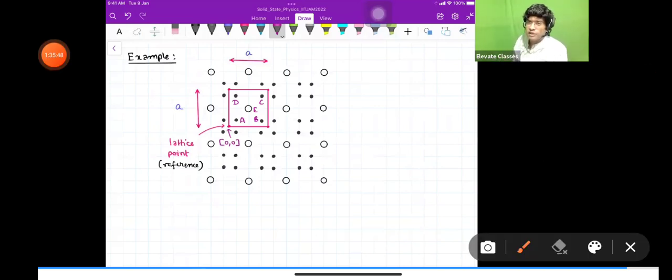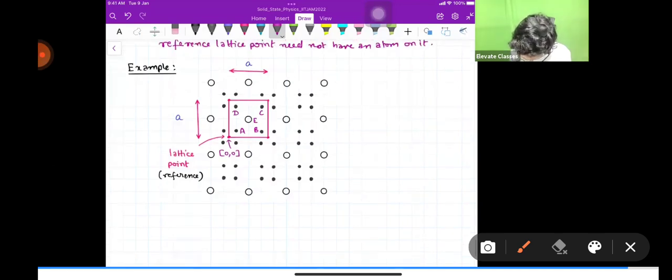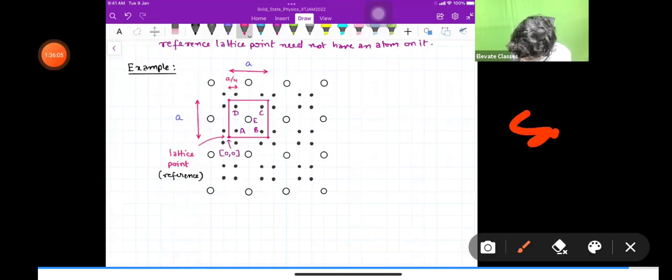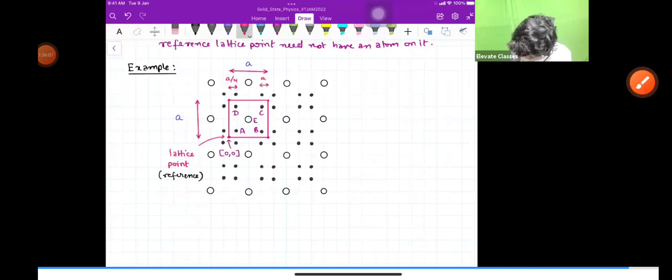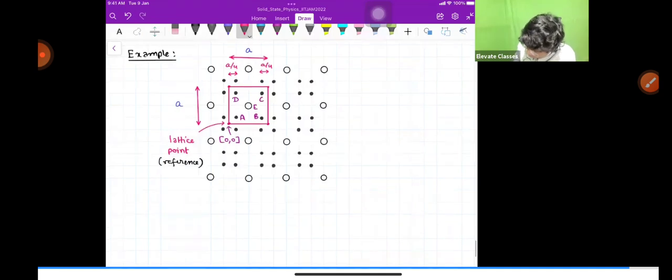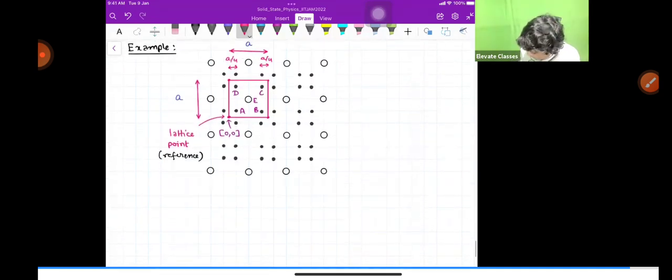All right. So the lattice point here will be 0, 0. Okay. Can we define? So let's say this is 1/4 away. So this distance is a by 4. Okay. This distance is also a by 4. Now, can you tell me the coordinates of all the atoms here? So positions of all atoms, one by one.